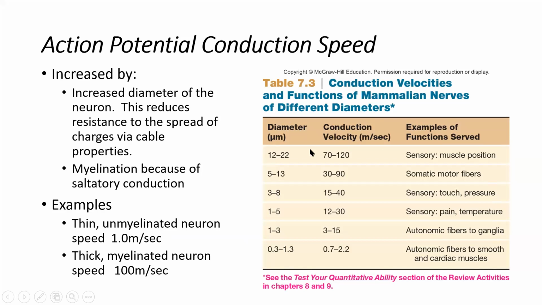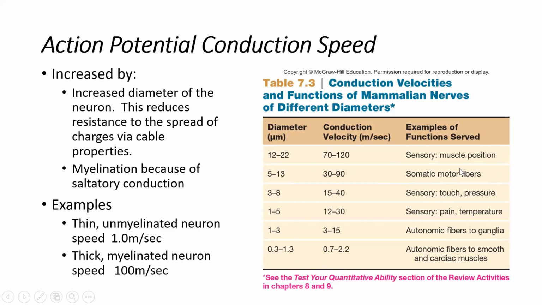And just looking at this table here to kind of really apply this, our smallest neurons down here with a really small diameter, 0.3 to 1.3 micrometers, have a very slow velocity. They're usually unmyelinated. Think about neurons in our autonomic nervous system. These are neurons going to our smooth muscle, going to the heart, going to glandular tissue. And so these are not going to be areas of the body where we need immediate or fast conduction of impulses, okay? On the other hand, comparing that to areas like our sensory systems, right? Muscle position, muscle movement, our somatic motor fibers.